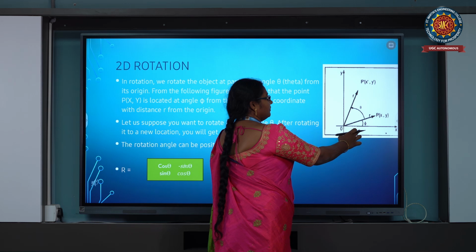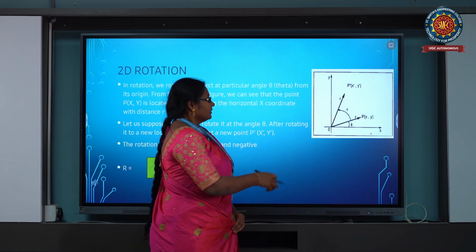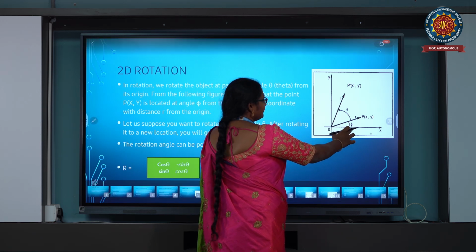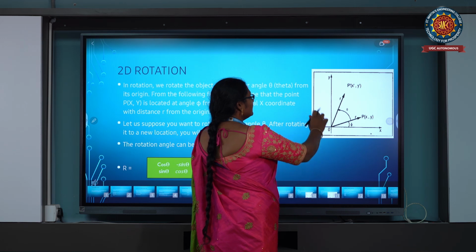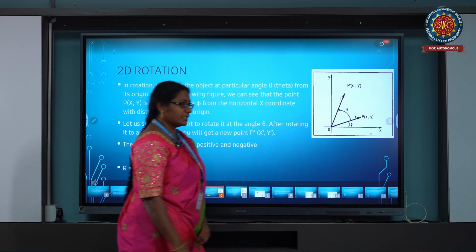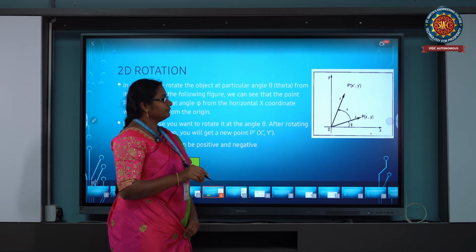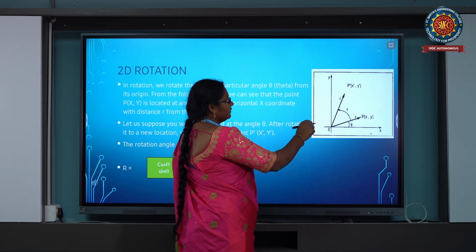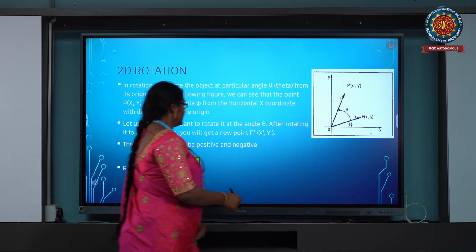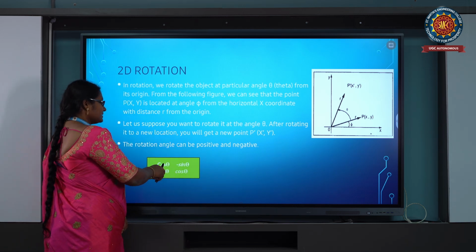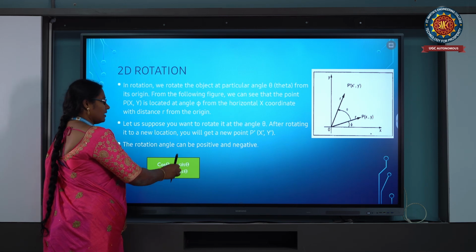Here cos theta is equal to the adjacent side by the hypotenuse, and sin theta is the opposite side by the hypotenuse. Here we are using two angles, theta and phi. So the matrix representation of the rotation is cos theta, minus sin theta, and sin theta, cos theta.